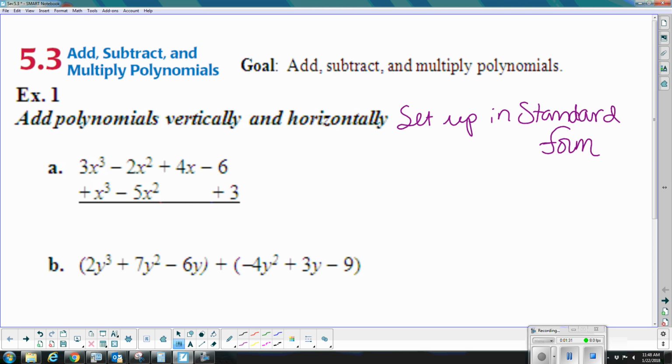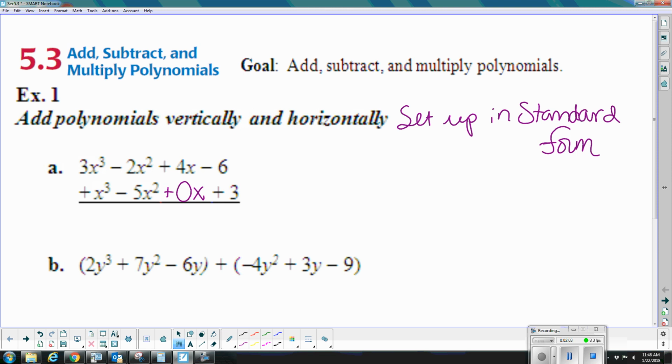Now, if you're missing a term, it helps to write in the 0 times x, because x cubed minus 5x squared plus 3 is the same thing as x cubed minus 5x squared plus 0x plus 3. So always write in those missing terms, just so that when you're setting them up to add or subtract or multiply, you don't accidentally add terms that are not like terms.